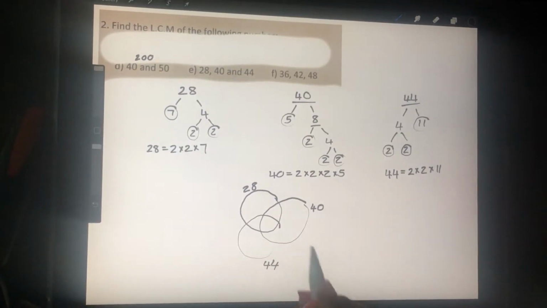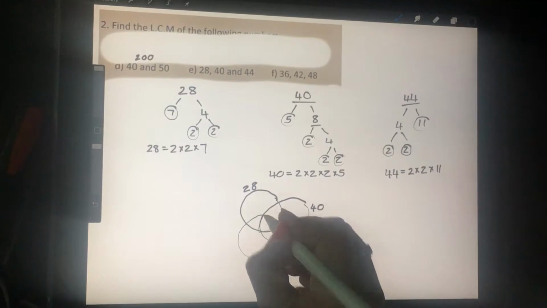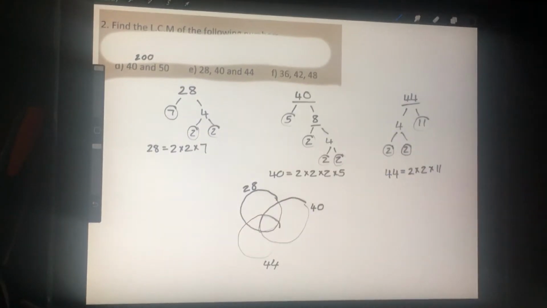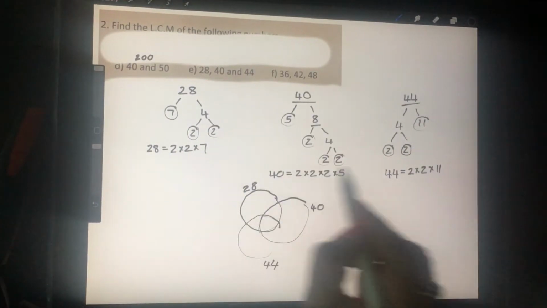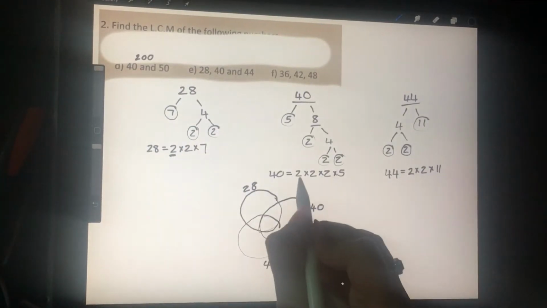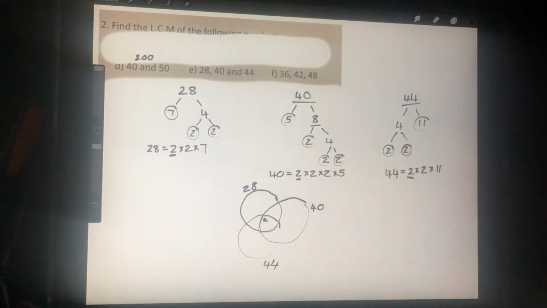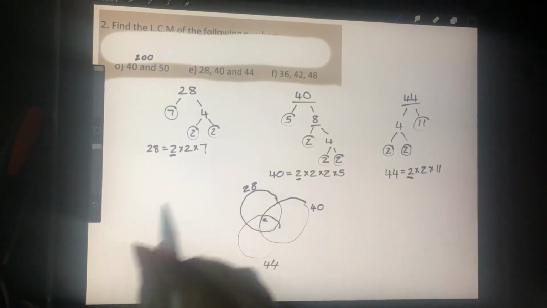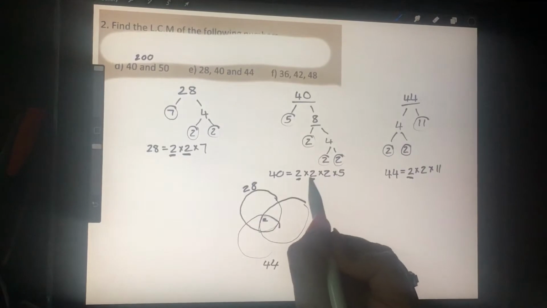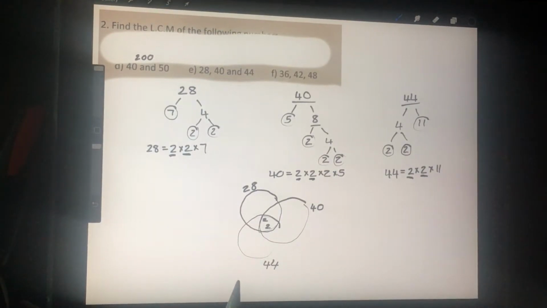Right, so now all we have to look at is that this part is shared between all 3 numbers. So what prime numbers are shared between all 3 of them? There's a 2, there's a 2, and there's a 2. So we can put a 2 in the middle there. We do have another 2, another 2, and another 2, which is shared again between all of them.